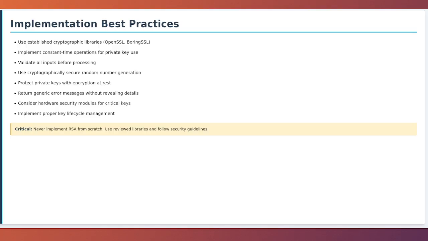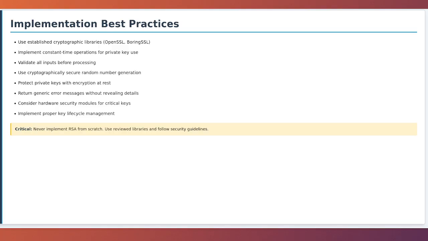Fourth, use secure random number generation for all random values, including OAEP seeds, PSS salts, and most critically, the prime numbers p and q during key generation. Use operating system CSPRNGs or hardware RNGs. Never use language standard library random functions, which are not cryptographically secure. Test random number generator quality, and ensure it has sufficient entropy before generating keys.